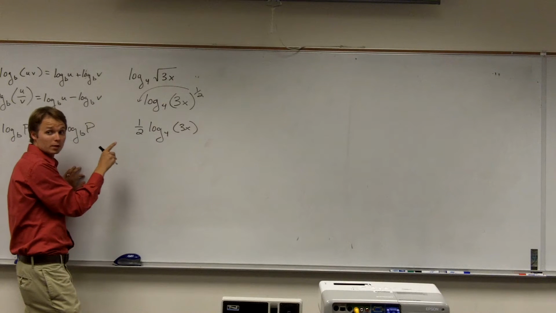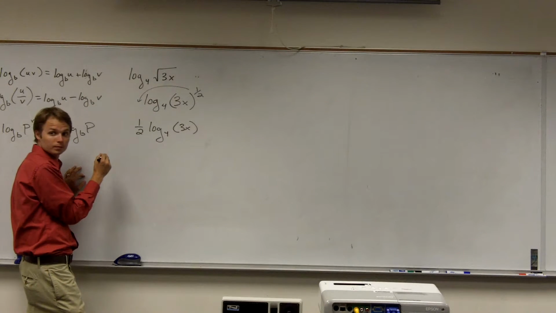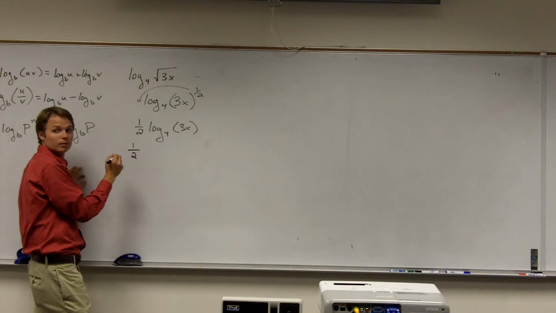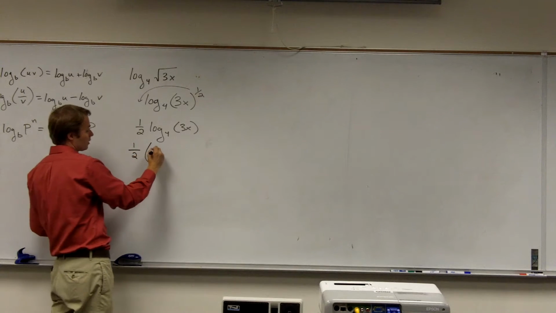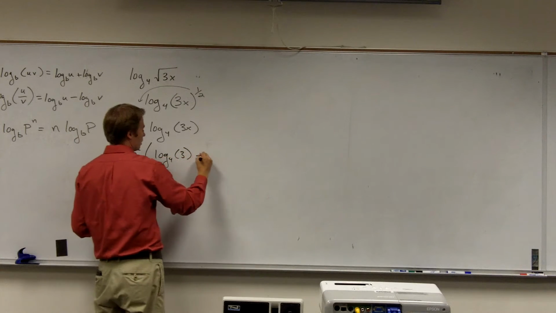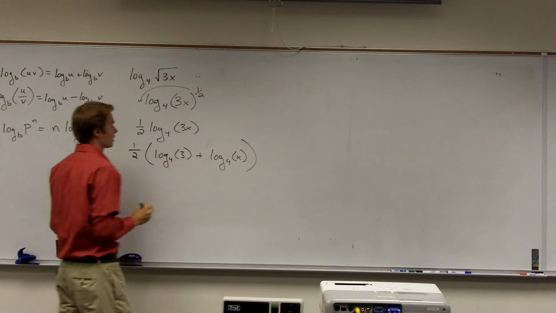Now I do have to be careful. What is one thing I have to watch out for if I do that? Making sure that we get the half in front of the log. Or putting it on the outside. Right, so it's half of this entire thing. So I have to put this all in parentheses now. So there's 1/2 times log of 3 plus log of x.